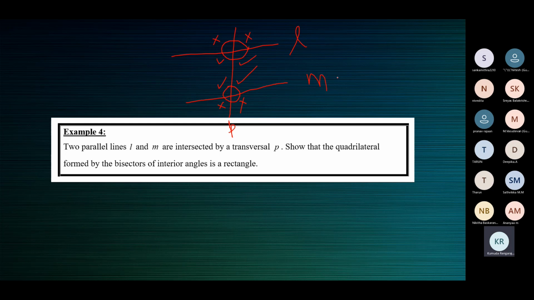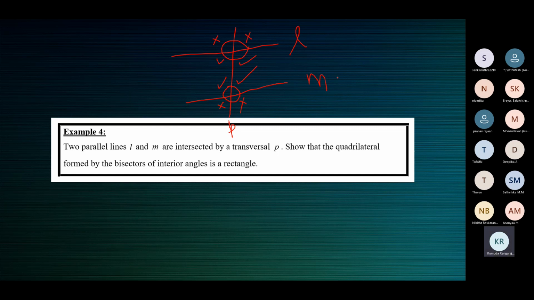When two lines are intersected by a transversal, 8 angles are formed, clinging around the transversal. They're all hanging. They all stick to the transversal. Around the transversal, 8 angles are formed. 4 angles are called interior angles and the other 4 are called exterior angles.